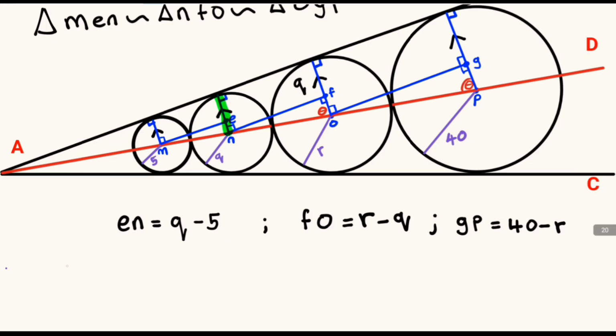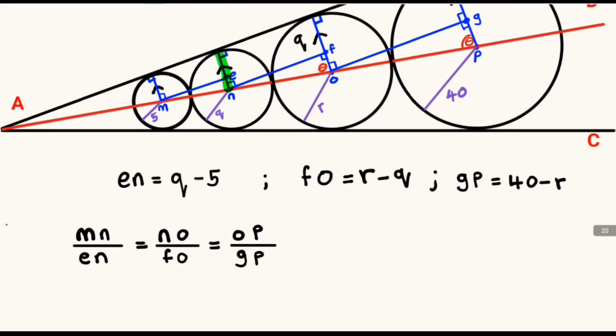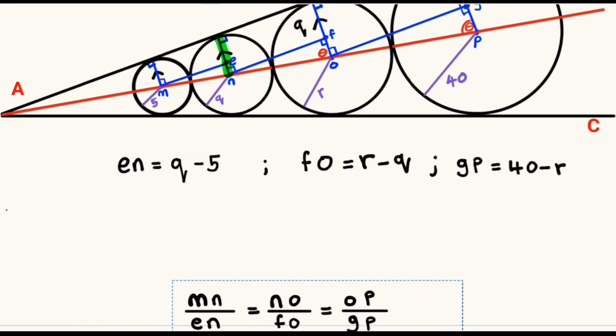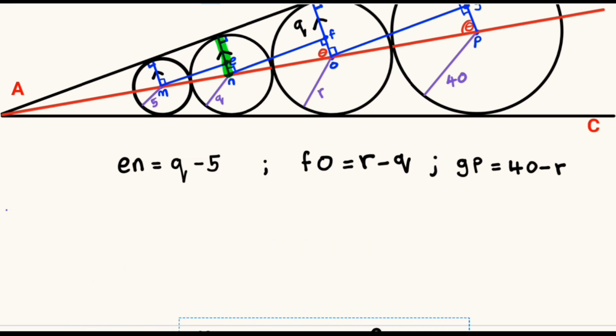And given that we have triangles which are similar, we know that MN divided by EN will be equal to NO divided by FO, which will also be equal to OP divided by GP. We will use this similarity theorem later on to create two equations.